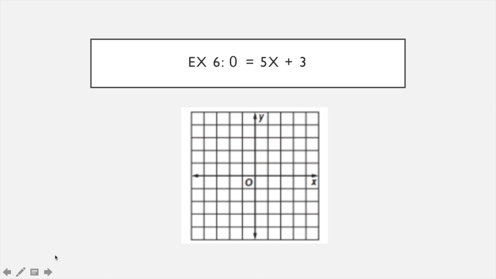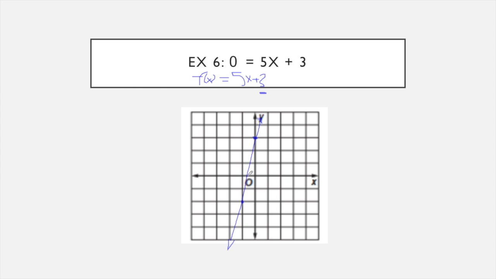Now example 6. We're helped out because we already have it solved for 0. So change the 0 to f of x and graph it. So function evaluated for x equals everything on the right. So 5x plus 3. So my y-intercept is 3. 1, 2, 3. And my slope is 5. So we would go 1, 2, 3, 4, 5. And back 1. So double check, I go up 5 over 1. So these 2 points are right. So now I can draw my line through these points, just like that.